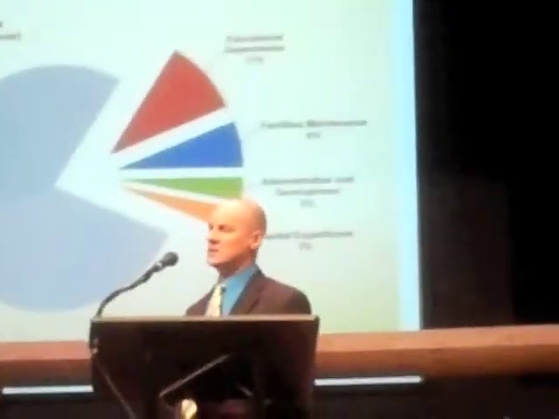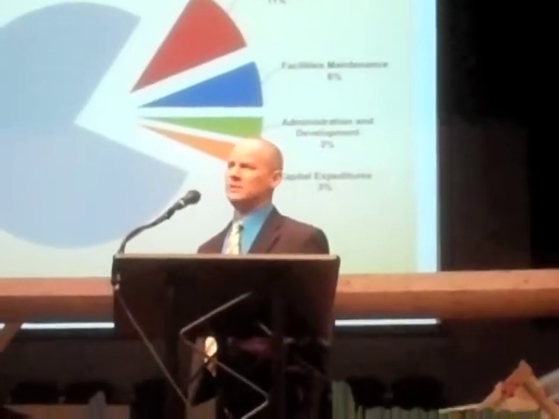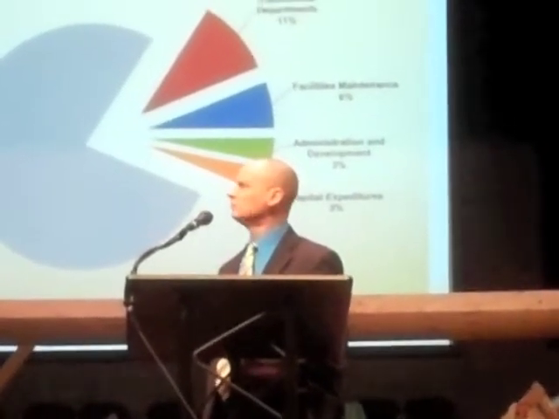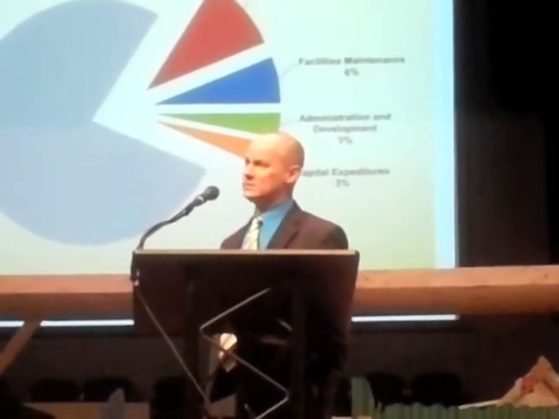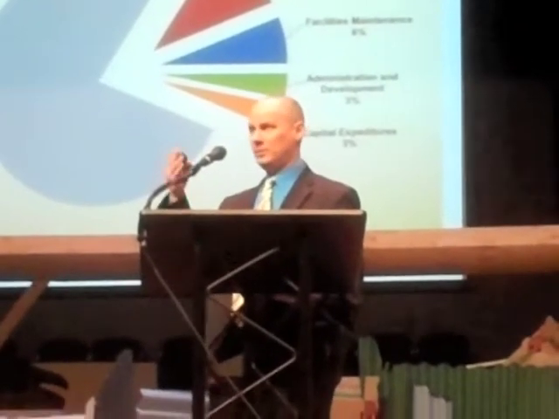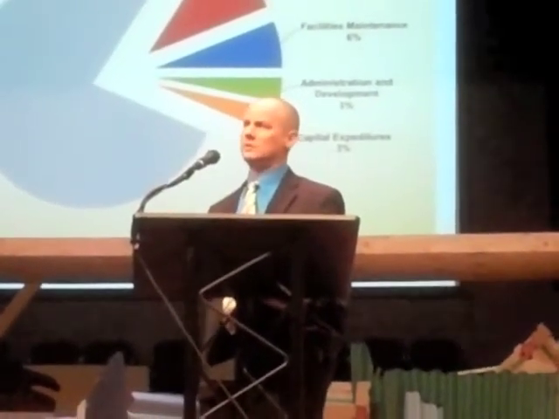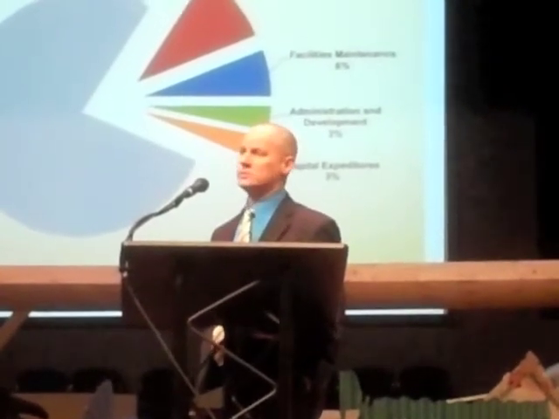11% are educational departments. Those are classroom materials, books, the athletics budget, things that go on throughout the school. Facilities maintenance is 6%. The administration and development expenses are 3%. And then capital expenditures such as repairs on the facility as well as replacement of technology, computers and such are 3% of our expenses.